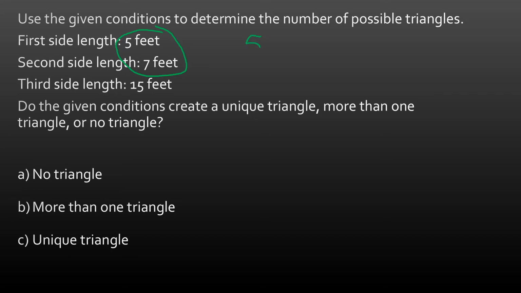So first, let's do our addition. 5 plus 7 equals 12, and then our subtraction, 7 minus 5 is 2. So that means that the third side of my triangle can be any number in between these 2 here. If I look, this problem is giving me a third side length of 15. Well, 15 is definitely bigger than 12, and it's too big. In order for this to be an actual triangle, my third side needs to be in between 12 and 2. So because of that, there is no triangle here.